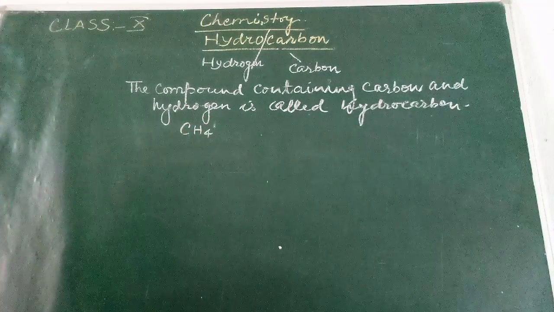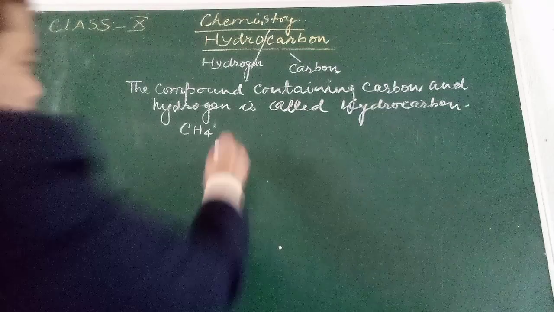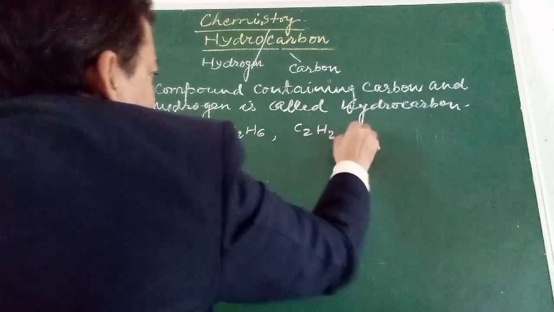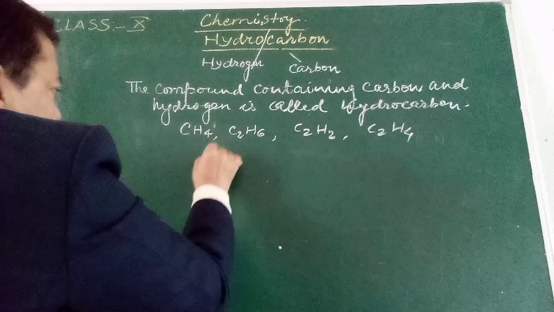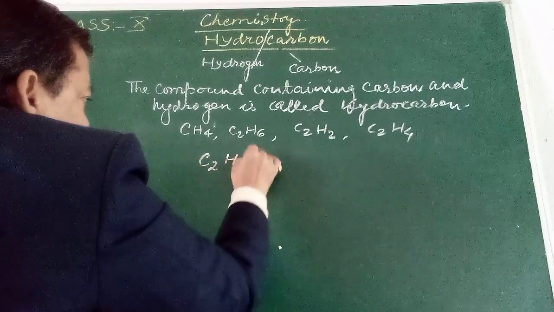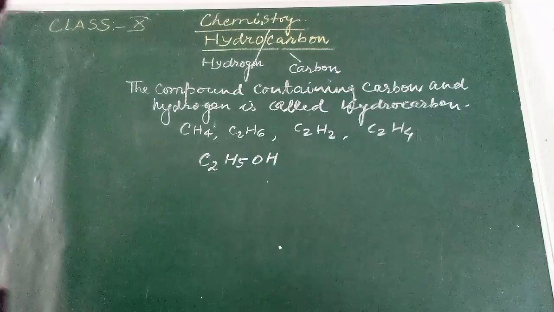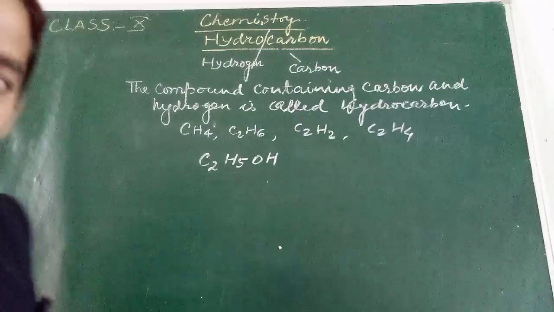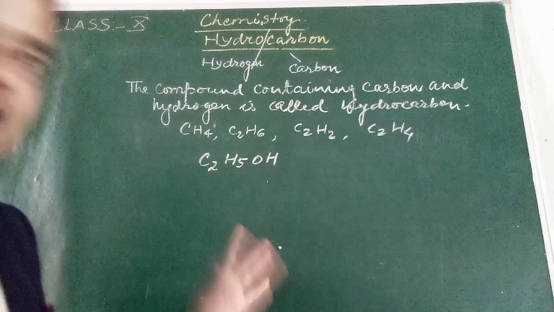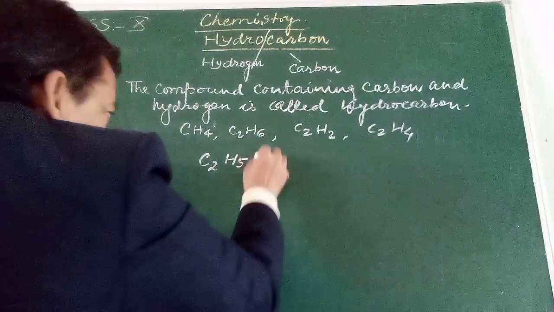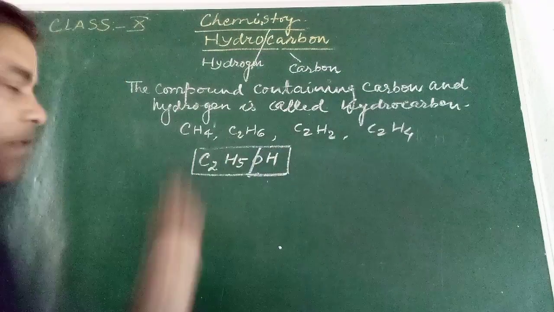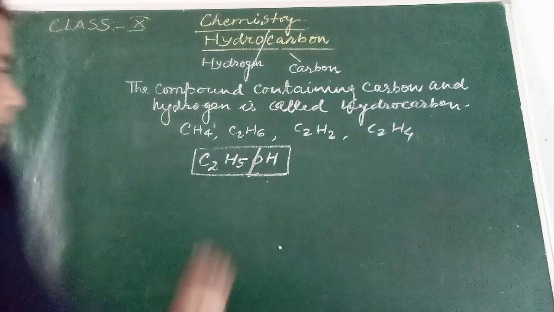In this compound, carbon and hydrogen are there. Another is C2H6, another is C2H2, another is C2H4. Can you consider the compound C2H5OH a hydrocarbon or not? No, it is not a hydrocarbon, because oxygen is here, so you can't consider it a hydrocarbon. Okay, it is clear.